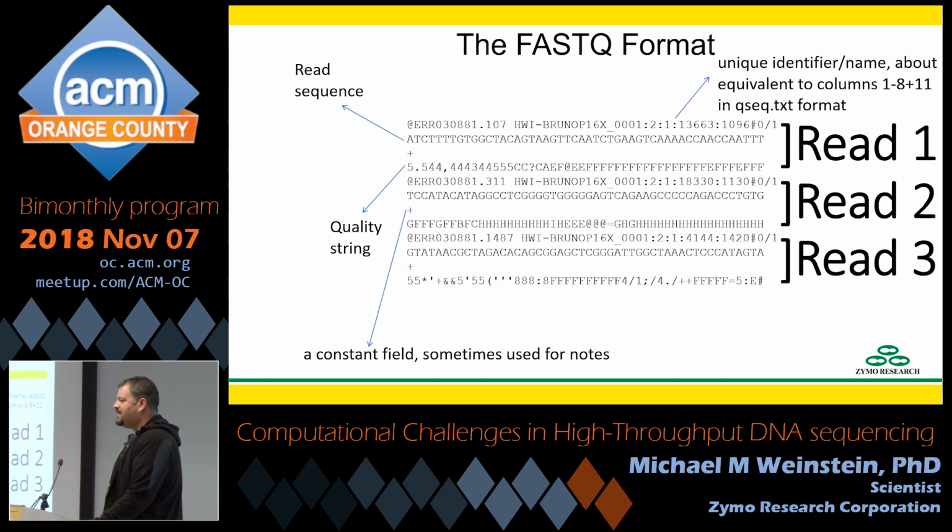FASTQ is more popular, I think in part because a human looking at it has a much easier time. Each read here takes up 4 lines, just split up by a newline character as before. The top line has all that housekeeping data on where it was read, when it was read, the index, all that other good stuff. The second line is the sequence itself. The third line is usually going to have a plus, and then it may either have nothing, or it might have some notes by it. But generally, you won't find data on the third line. The fourth line is the quality string, and it's the same encoding as I mentioned before.